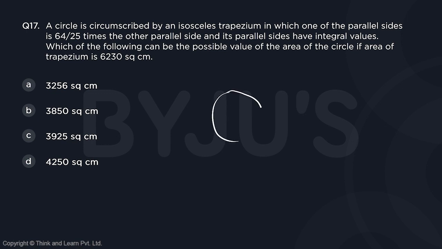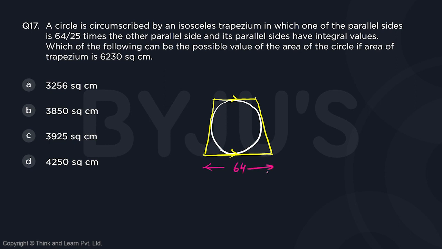So let's say we have a circle, and this circle is going to be circumscribed by a trapezium. A very accurate figure is not required. So this is how it will look, and the trapezium is supposed to be an isosceles trapezium, obviously. It is given that one of the parallel sides is 64 by 25 times the other. So we can safely assume that this is 64 and the shorter one is 25, such that one is 64 by 25 times the other.